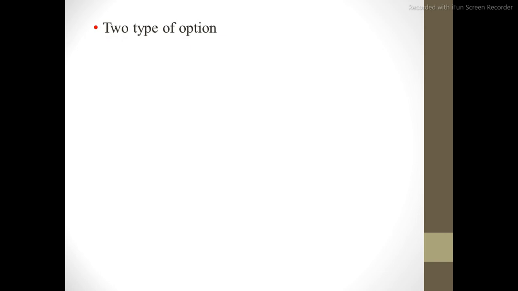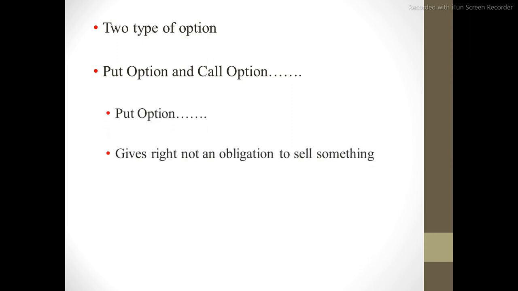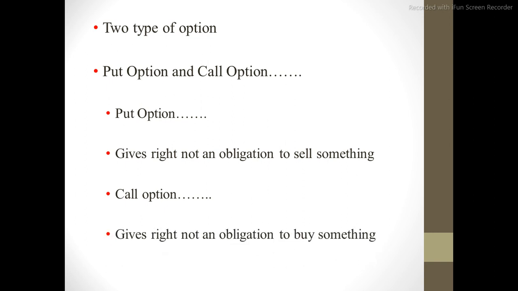Now there are two types of option contract. One is the put option and the other is the call option. The put option gives the right, not an obligation, to sell something, while the call option gives the right, not an obligation, to buy something. The put option is for selling. It provides the investor the right to sell something, while the call option provides the investor the right to buy something.